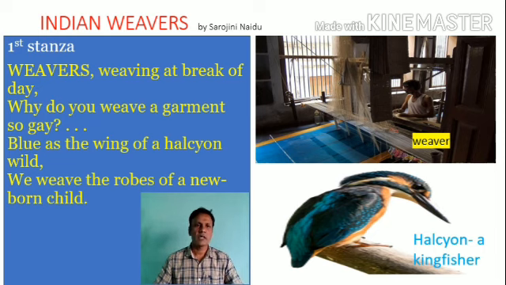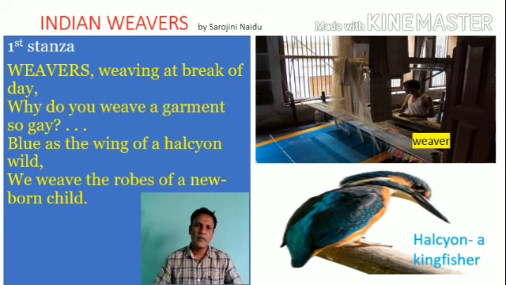So here is the first stanza. Weavers weaving at break of day, why do you weave a garment so gay? Blue as the wing of a halcyon wild, we weave the robes of a newborn child. The first two lines of every stanza are a question by the poetess to the weavers, and the remaining two lines of every stanza are the answer given by the weavers to the poetess.